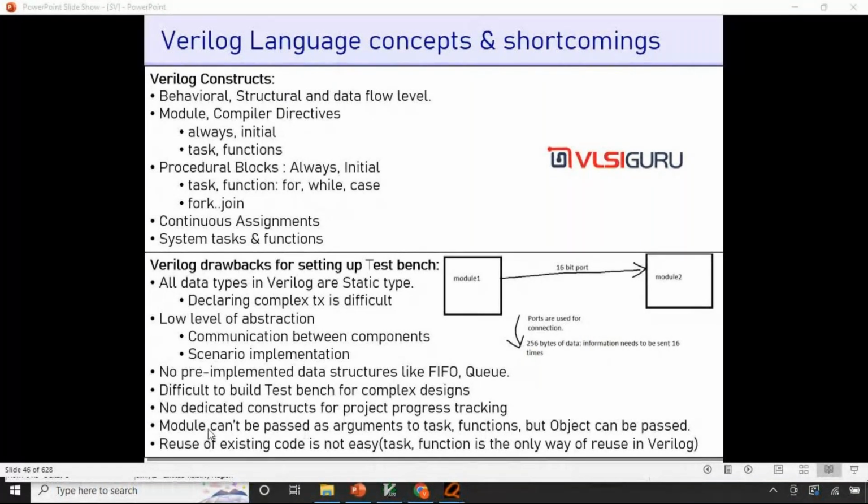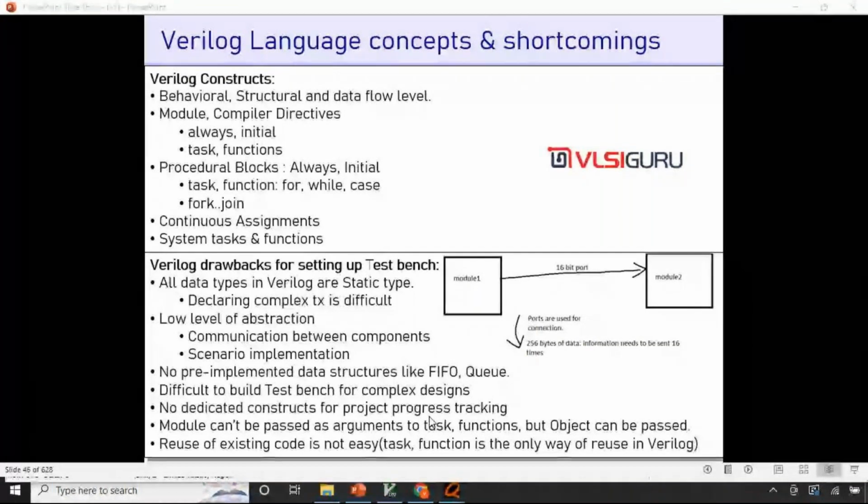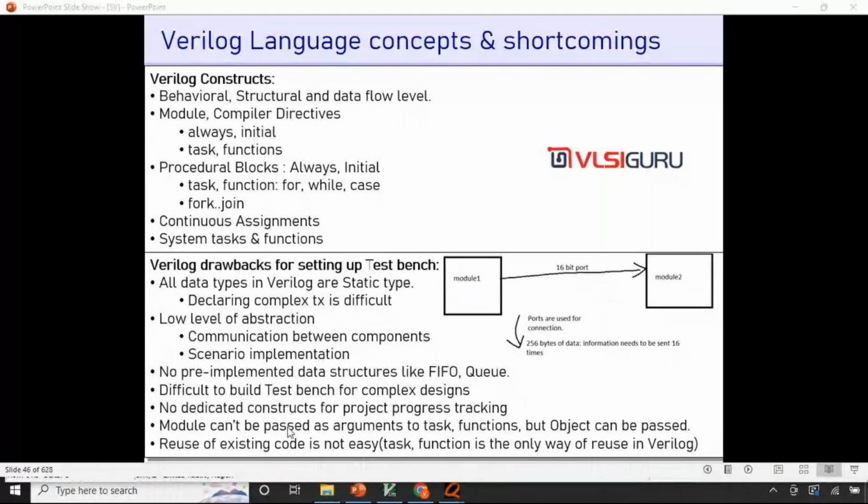No dedicated constructs for project progress tracking. In SystemVerilog, we have something called functional coverage. That tells you how much progress you have made. In Verilog, that concept is not there. In Verilog also you can track, you can still tell, it's not that I can't tell anything at all. But SystemVerilog gives you more accurate information.